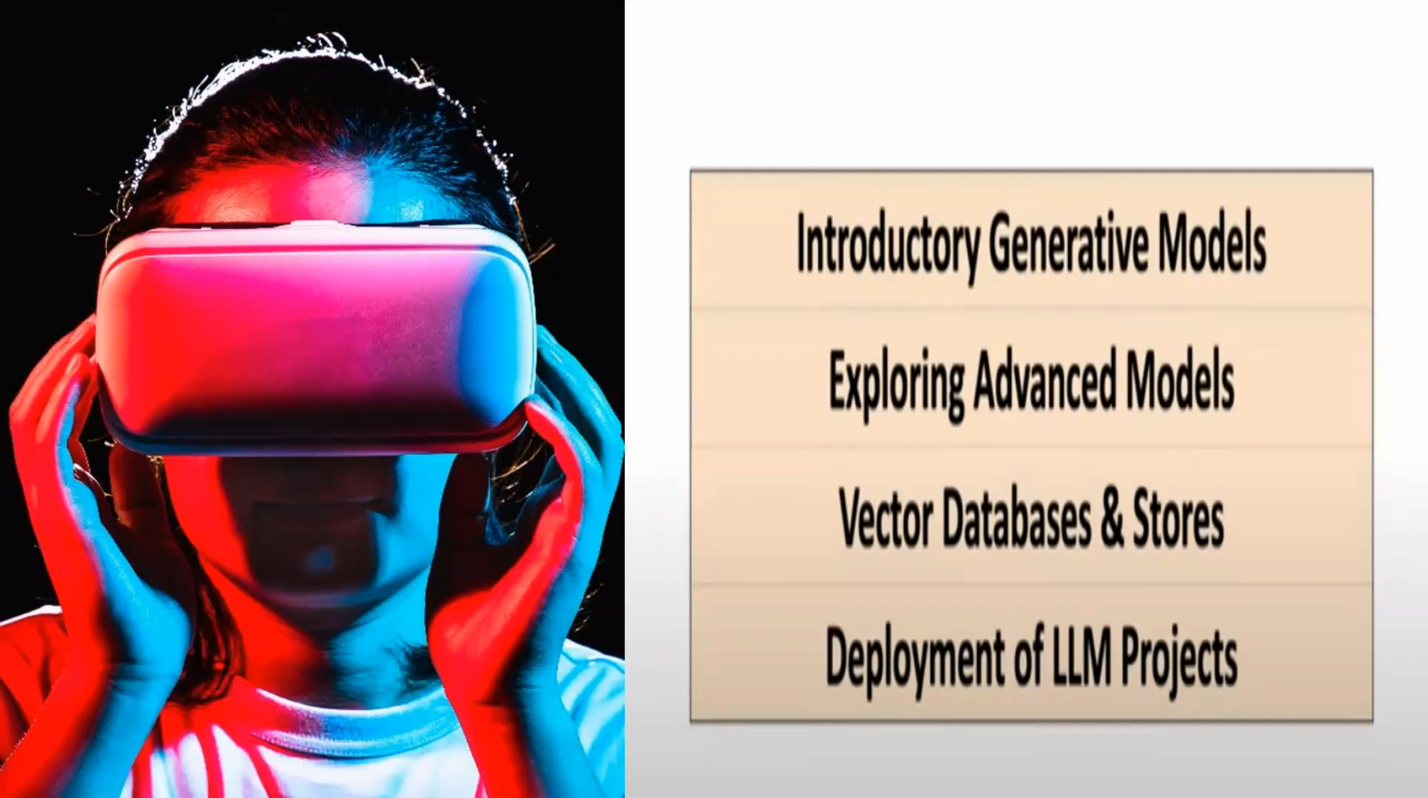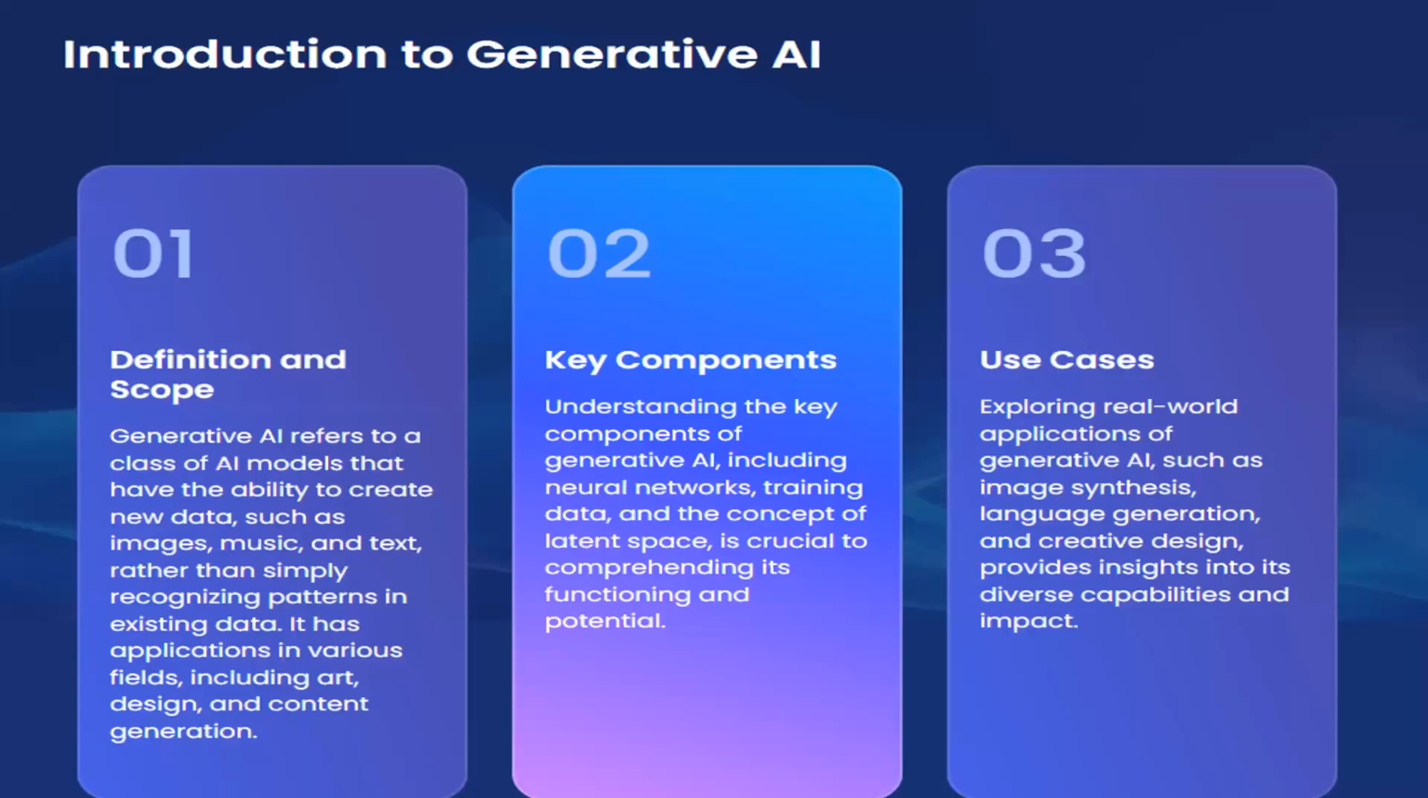After this, vector databases and stores. For example, any data I mention will be stored in the form of vector databases only. Afterwards, we'll cover the deployment part: how we can deploy our LLM projects, anything we are dealing with. You can see what generative AI is, what its scope is, and how we can convert text to music or text to images. All this we'll discuss.